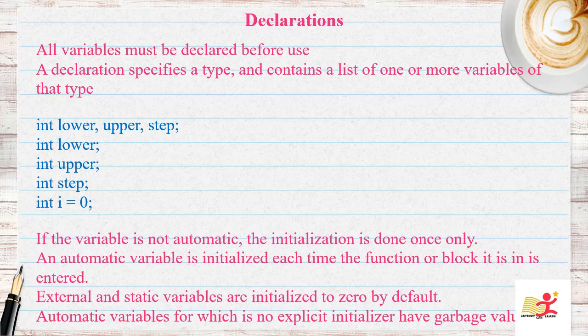And if you are explicitly initializing an automatic or local variable, or internal variable, at the beginning of a function, that variable gets initialized each time the function or block is entered. So here the initializer can be an expression as well. External and static variables are initialized to 0 by default. But automatic variables are not initialized by default. So if you don't explicitly initialize them, they have undefined or garbage values.